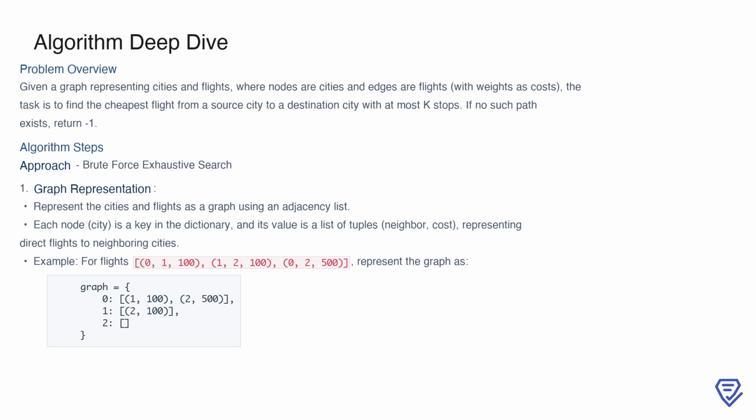To solve this, we first represent the graph using an adjacency list. This structure allows us to map each city to a list of its direct neighbors along with the costs of traveling to them. For example, given the flights [0, 1, 100], [1, 2, 100], [0, 2, 500], we construct a dictionary where City 0 has two neighbors, City 1 with a cost of 100 and City 2 with a cost of 500. Similarly, City 1 has one neighbor, City 2, with a cost of 100. This representation is efficient for lookup and traversal, which is critical for the algorithm we are about to explore.